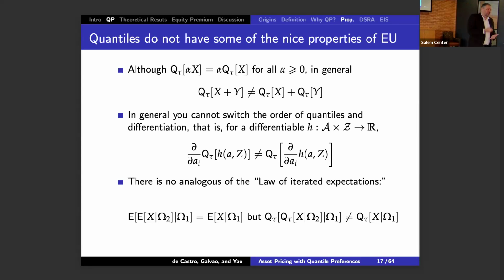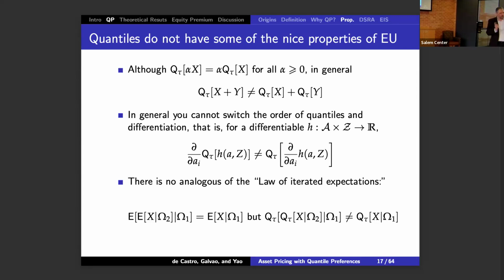Expectations are great, very nice. They are linear. They have the law of iterated expectation. You collapse all the expectations to just the last one. Just fantastic, right? Forget about this. In quantiles, we have a lot of technical problems to work with. First of all, it's not linear. You can take out constants if they are positive, but not all, while for expectation this is for all alpha. And it's not additive. So this is a big problem already to work with.